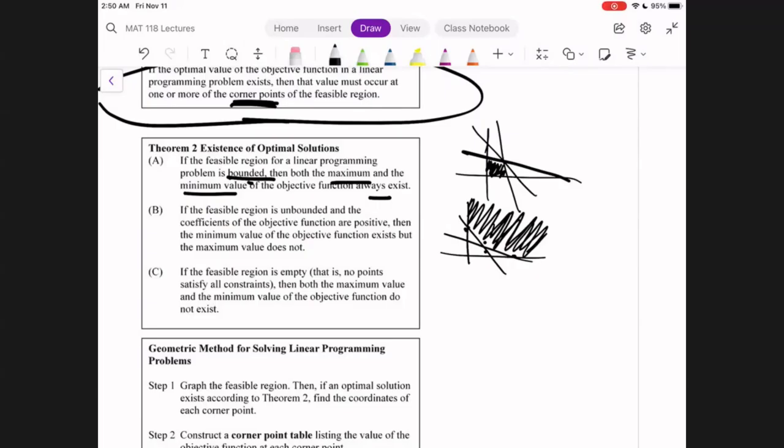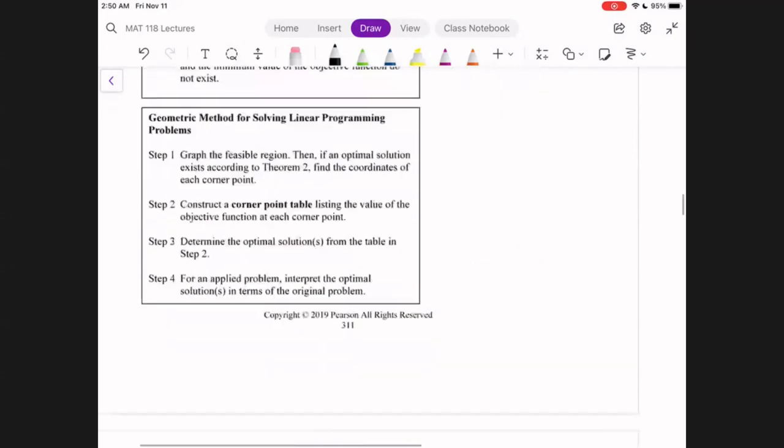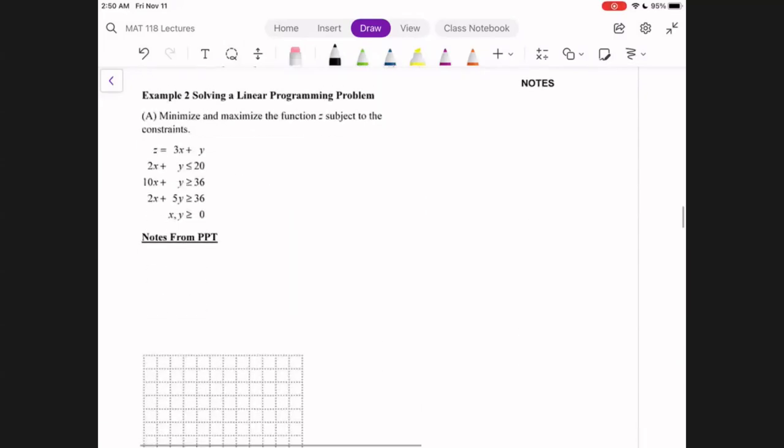Okay. And then last one, if it's empty, so that means there's no feasible region, then there's no max or min. This kind of walks you through making a corner point table, finding optimal solutions, and then interpreting that. Kind of what we did in the practice problem at the beginning.